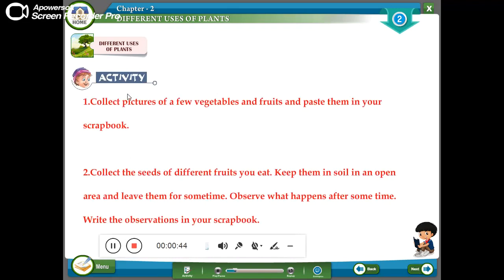One activity. Collect the pictures of a few vegetables and fruits. Paste them in your scrapbook. That means paste them in your notebook; a scrapbook is not needed now. Collect the seeds of different fruits you eat. Keep them in soil. Leave them for some time. Observe what happens after some time. Write your observation in your scrapbook.